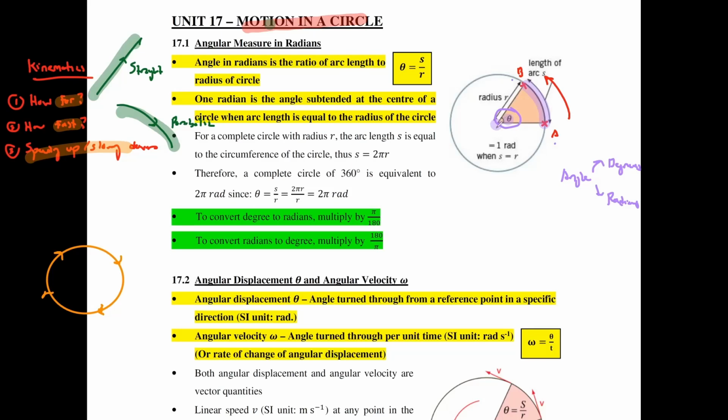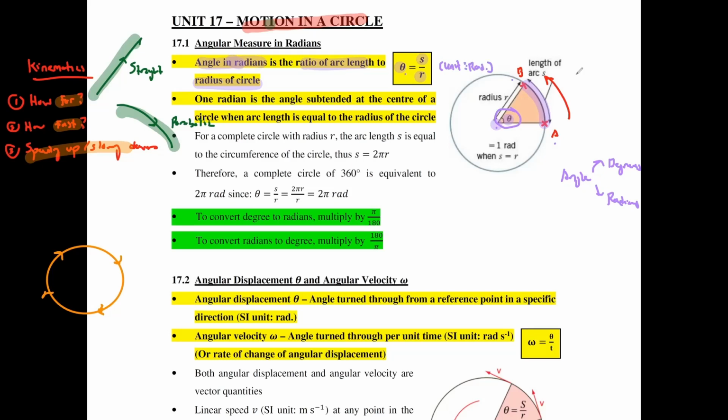So specifically in motion in a circle, when something moves and it covers a certain angle, we are normally interested to know the angle covered in terms of radians. So we define angle in radians as just the ratio of arc length to radius of circle. You may have seen this equation before, where angle in radians for a circle is the arc length divided by your radius. So this one gives you angle in radians, where the unit is radian.